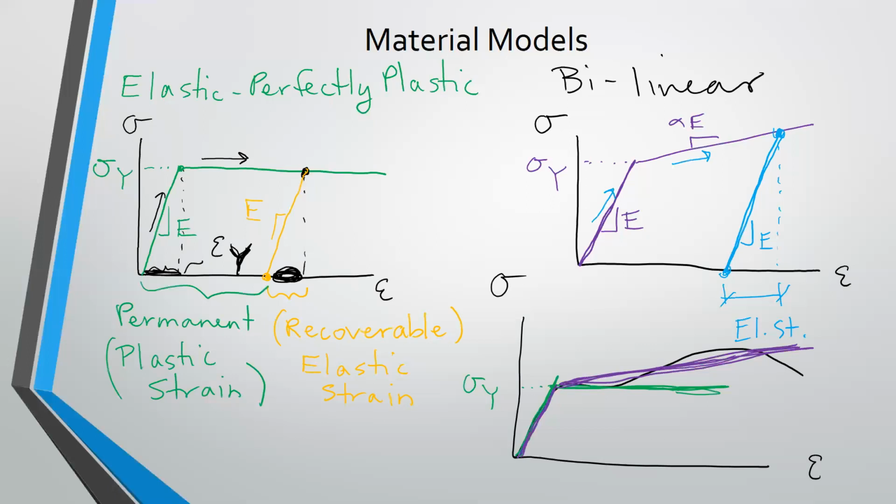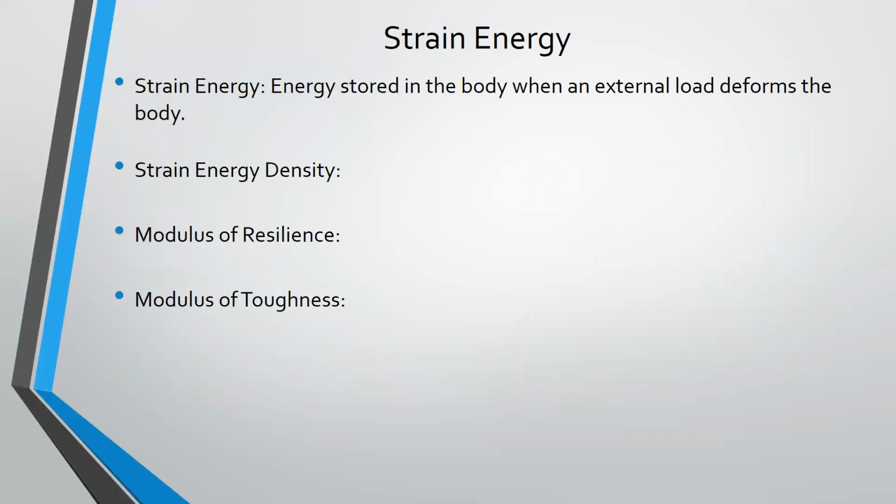Sure. Anything else? All right, before we get to temperature, let's talk a little bit about strain energy. Strain energy is the energy that's stored in the body when an external load deforms the body. So we have a load acting on our object, it causes the body to deform, and that deformation results in some energy being stored. We refer to this as delta U. Delta U is the symbol that we use to express strain energy.